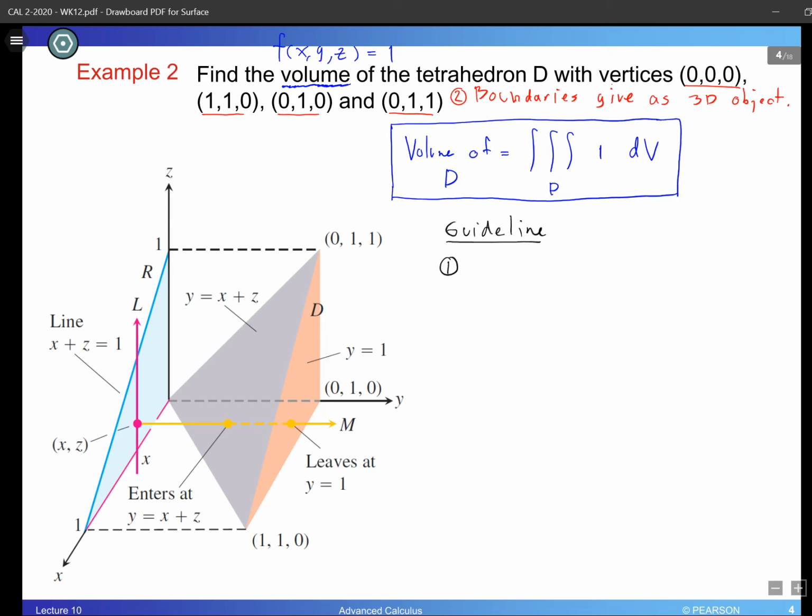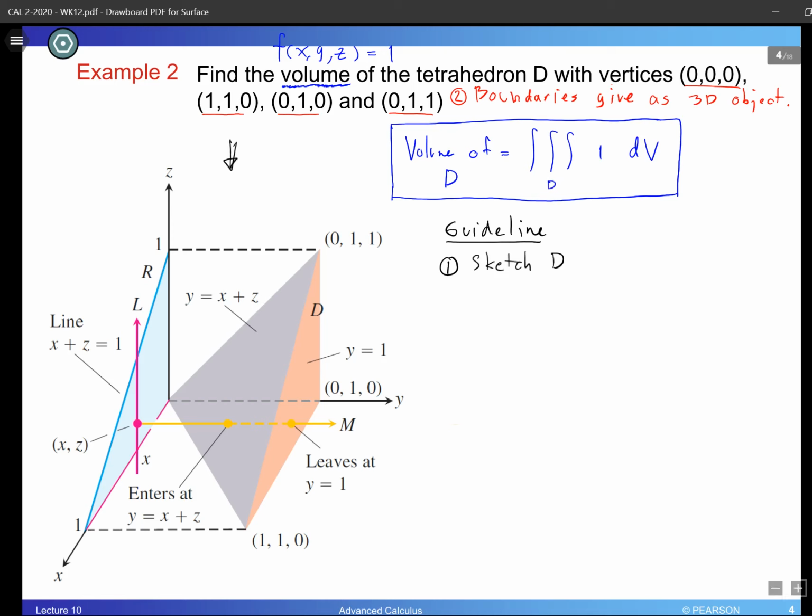The first one is to sketch the integration domain D in the space. Let me fix this. Okay. So first of all, we need to sketch the integration domain D in the space, and let's assume that we did that and it shows up right here.